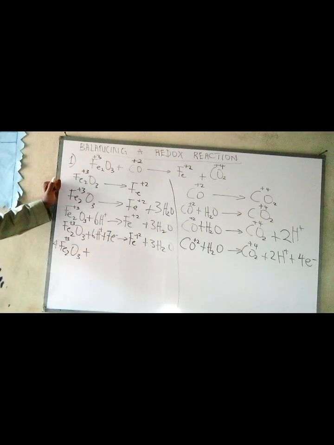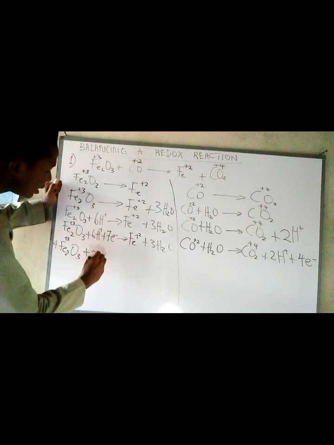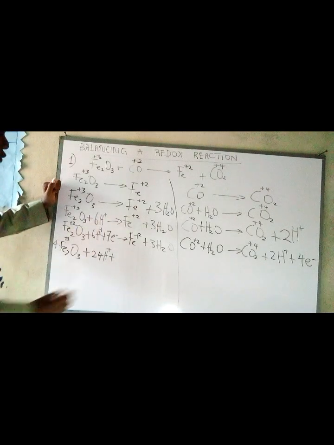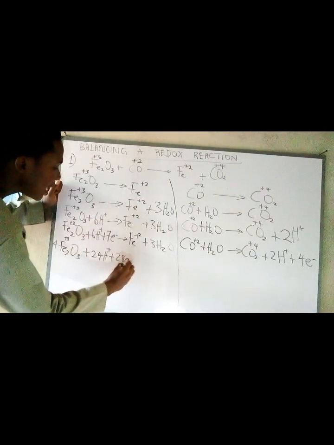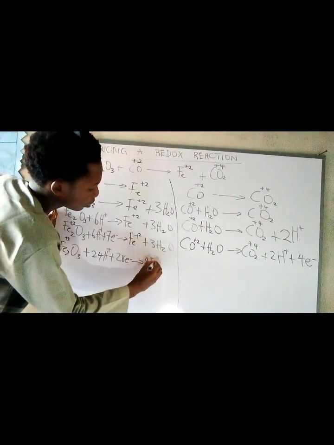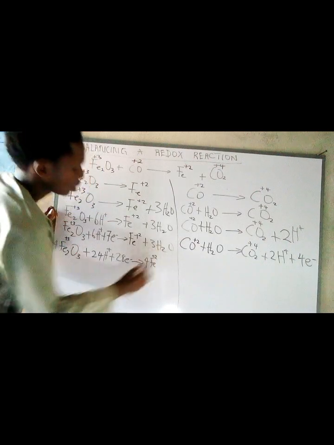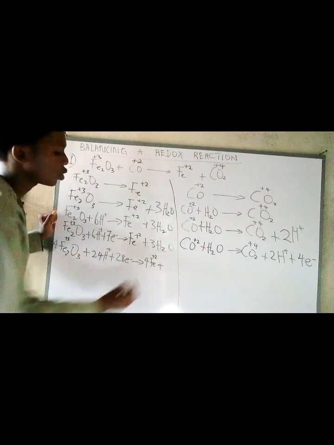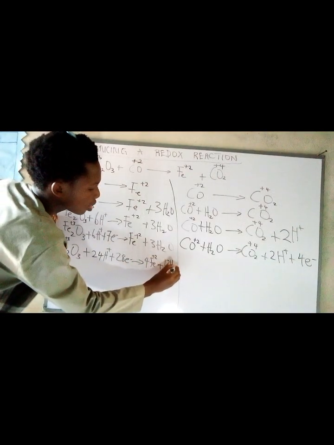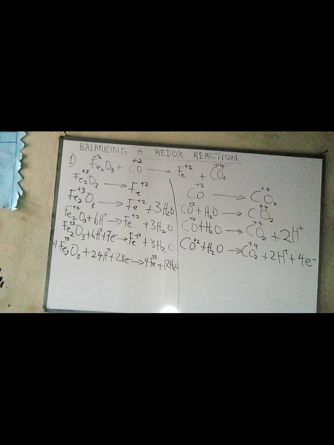So now 4 times 6 will give us what? 24 hydrogen ion plus what? 4 times 7 will give us 28 electron charge. Now 4 times this will give us 4 molecule of iron 2 plus. 4 times 3 will give us what? 12 water molecule. Okay, here is now balanced based on the electron charge.